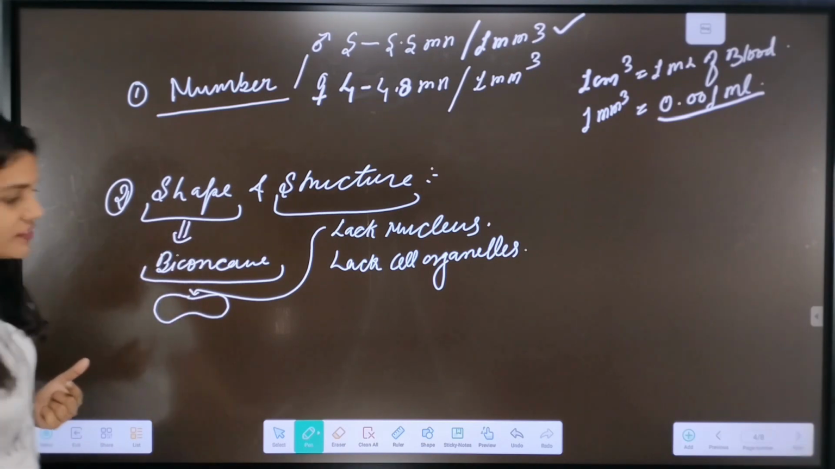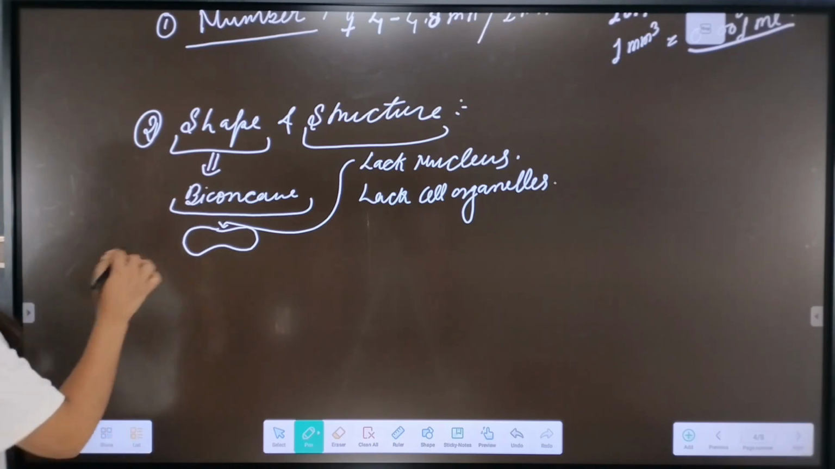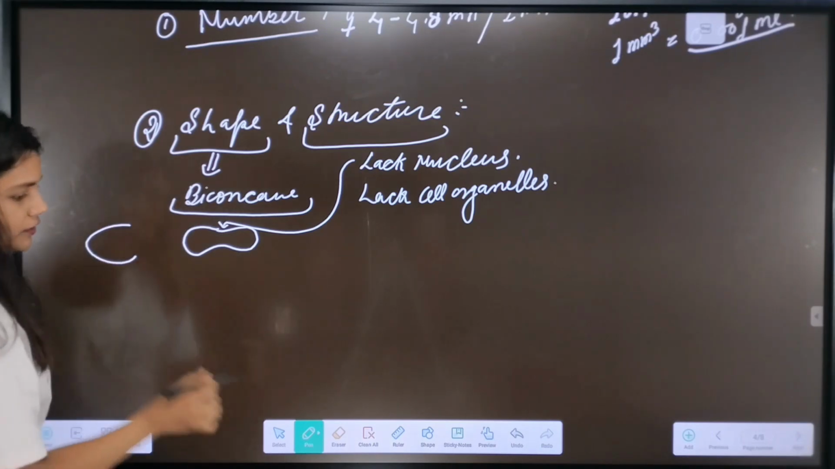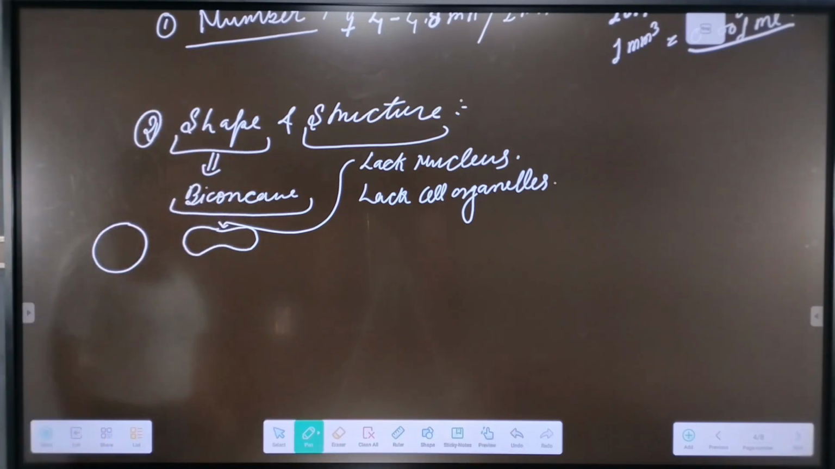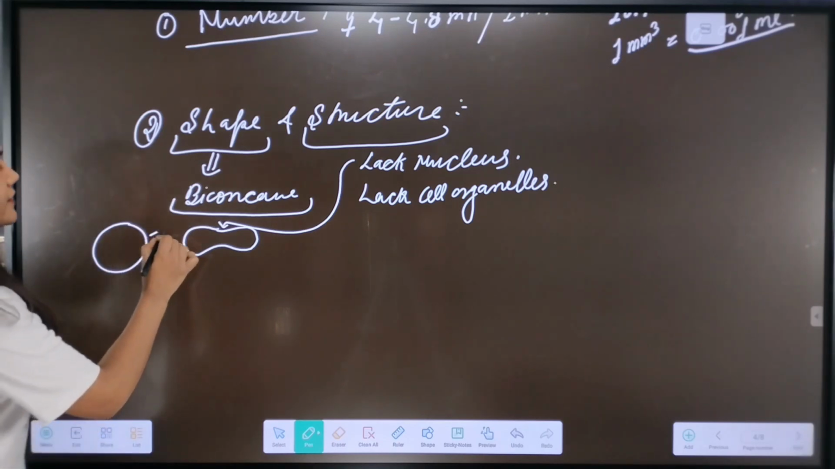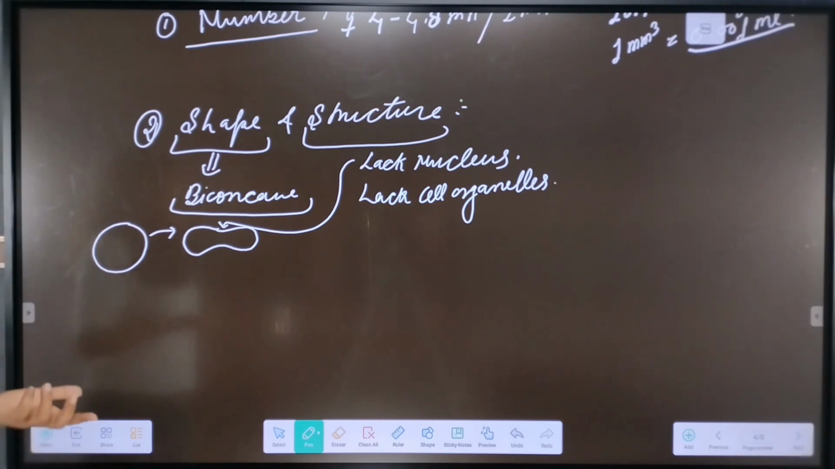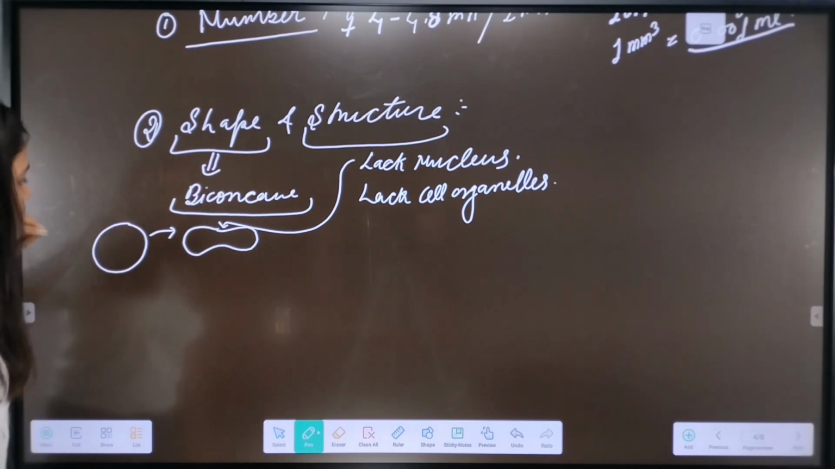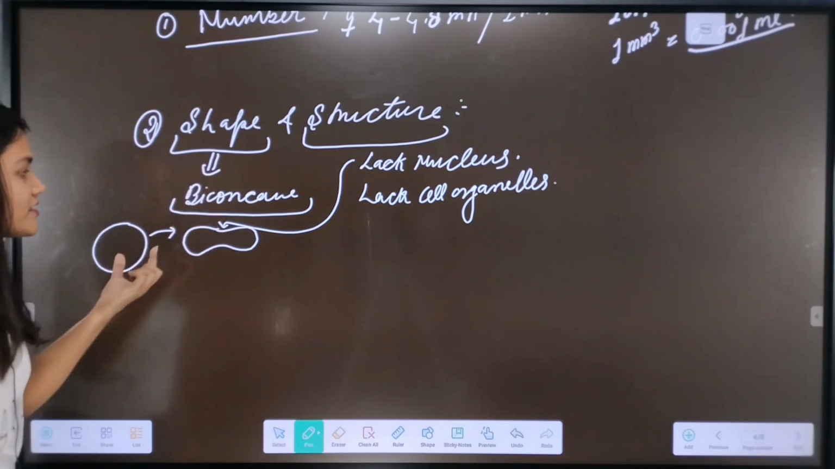What is the advantage of this shape of the RBCs? Let's see. Suppose the same cell were spherical in shape. If you see, their surface area to volume ratio increases in this shape in comparison to the spherical, as we know that the majority of cells are spherical. So instead of being spherical, they are biconcave, because in this shape their surface area increases.